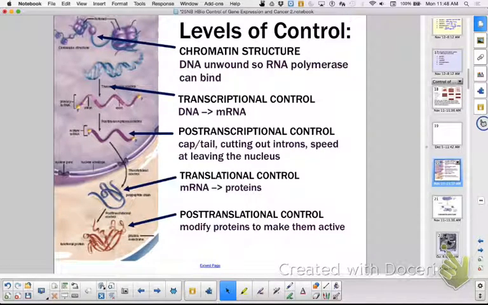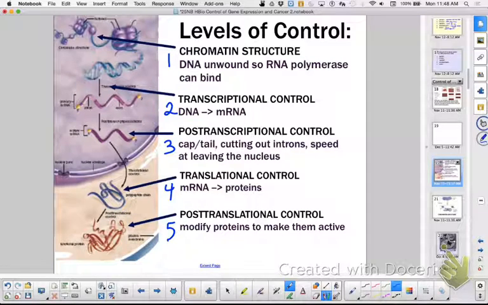And this is a good picture, you guys. This might be one that you would consider keeping in your notes, right? There are 5 points of control we're pointing out. How many of these points of control occur inside the nucleus? 3 of them, and 2 outside of the nucleus, yes?